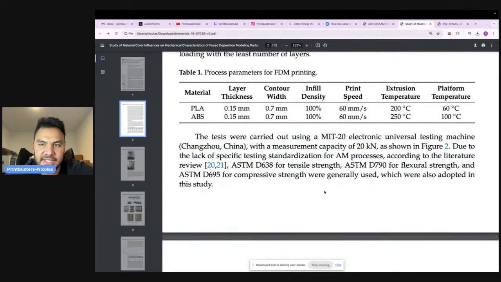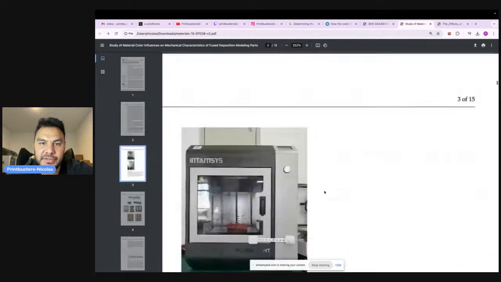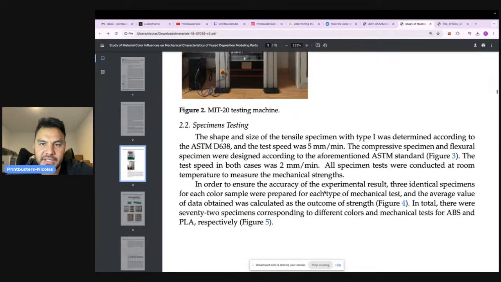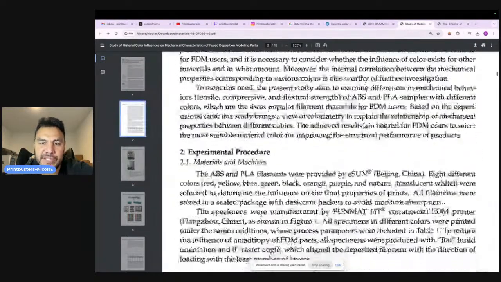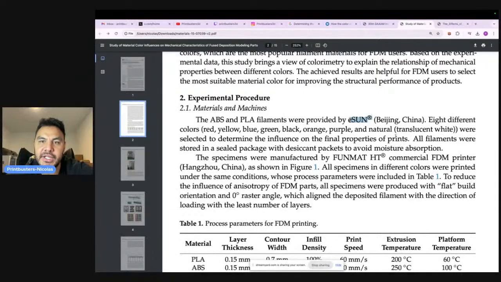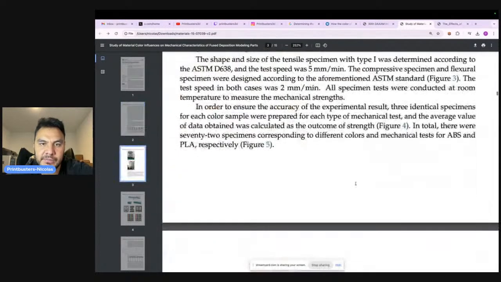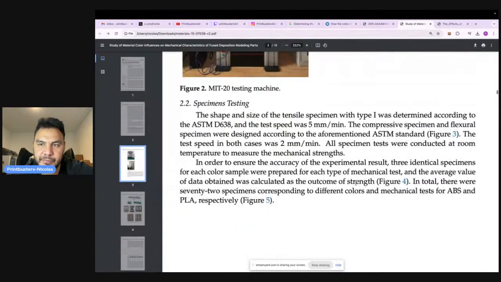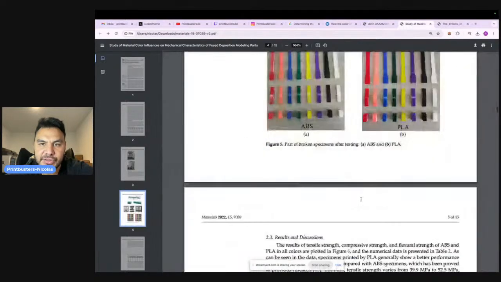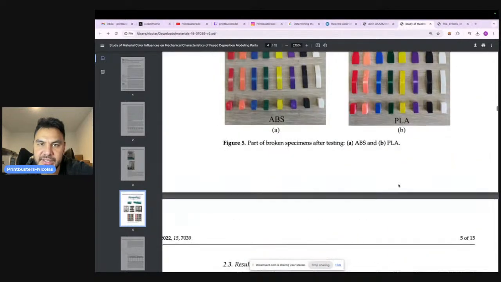Okay, so here it's the same. They don't have information about the filament itself. They assume that the fact that it comes from the same manufacturer means that the only difference between them is the color. Blah, blah. In total, there were 72 specimens corresponding to different colors. Yeah, so that's the same. So it looks like this research is the same as the other one.